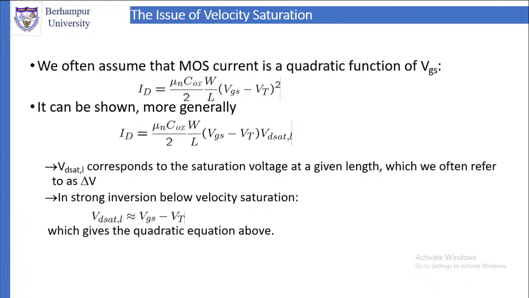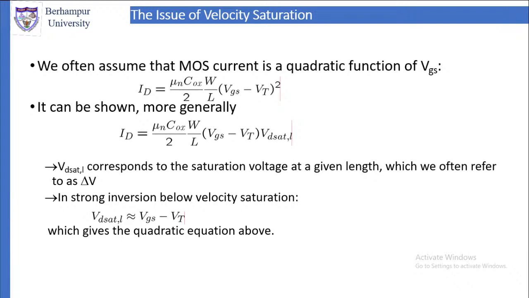The form of this current is ID is equal to mu n COX by 2, where COX is the capacitance, into W by L into VGS minus VT whole square. Since it is VGS minus VT whole square, we say that ID is a quadratic function of VGS. Now this VGS minus VT whole square we can write as VGS minus VT into VGS minus VT. So one of these VGS minus VT, for that we can write VD sat for a fixed length.